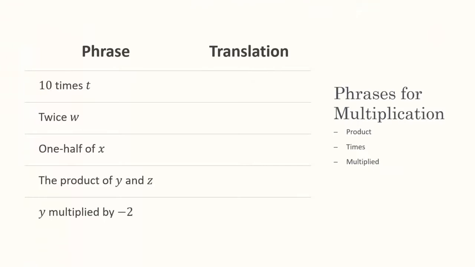Now, multiplication, the words that basically mean multiplication would be product, times, and multiplied. We don't have a lot of choices there. I'm going to actually write the word of, because a lot of times of is also indicating multiplication. And I do have an example of that as well. So I have 10 times t, so that's just 10t. We have an implied, you could write the dot for multiplication, but it's implied. Twice. So that's knowing that twice means 2 in English. So that would mean twice w means 2w.